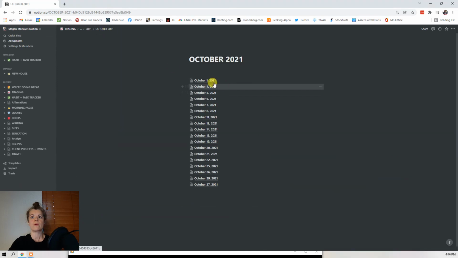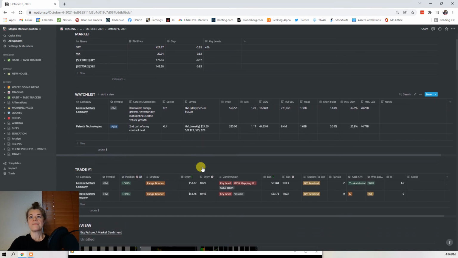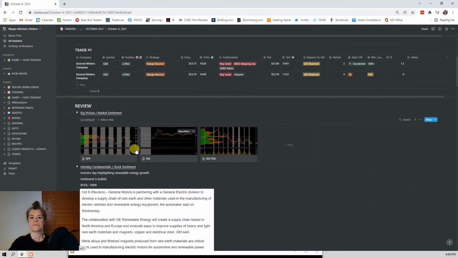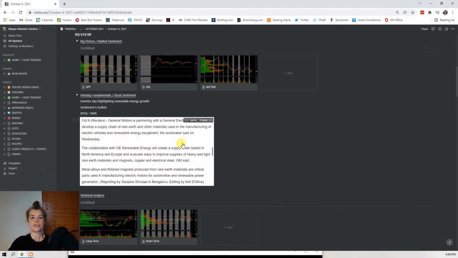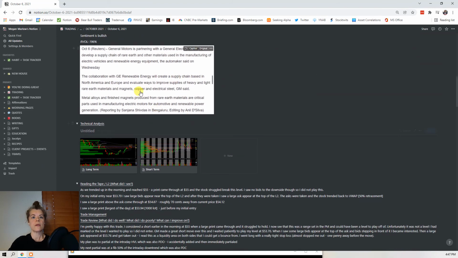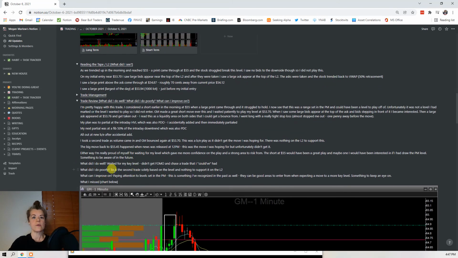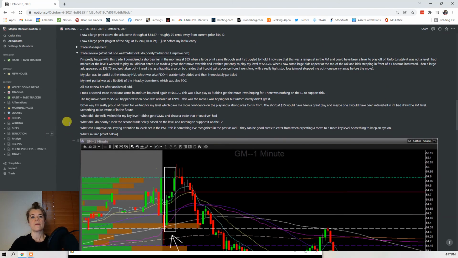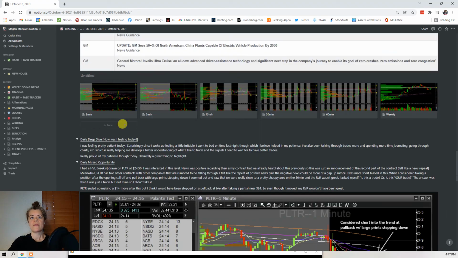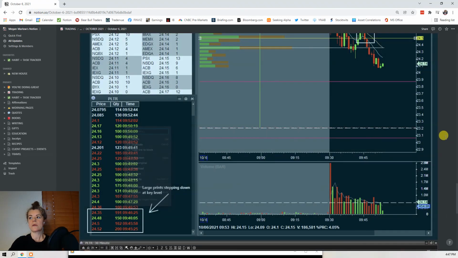Let's just grab one really quick so you can just kind of see, I don't know, the 6th. So, obviously journal, very similar, right? So I filled out all this stuff, took a screenshot of the news on this one, so that can go in there, reading the tape. Again, what did I do well? What did I do poorly? What can I improve on?